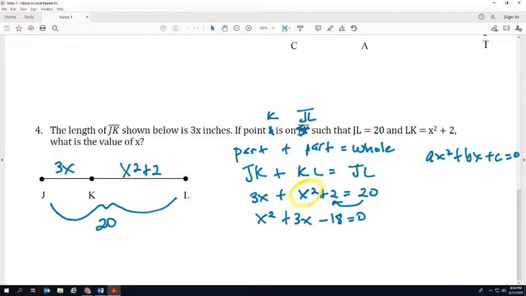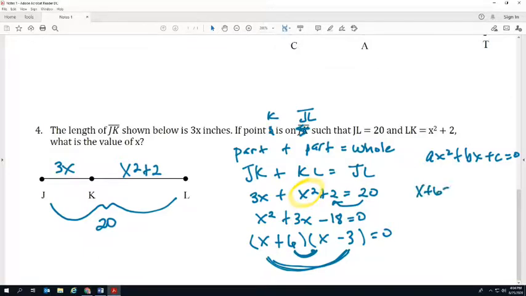So this will factor to be, I know x will go here and here in order to multiply together to get that x squared. I need something to give me negative 18, and then when I combine this and this, it gives me a positive 3. So I'm going to choose a positive 6 and a negative 3. 6 and negative 3 multiply to be negative 18, and when you add the 6x and this negative 3x, they'll combine to be that positive 3x. So your factors are x plus 6, which you'll set equal to 0, and x minus 3 equals 0.